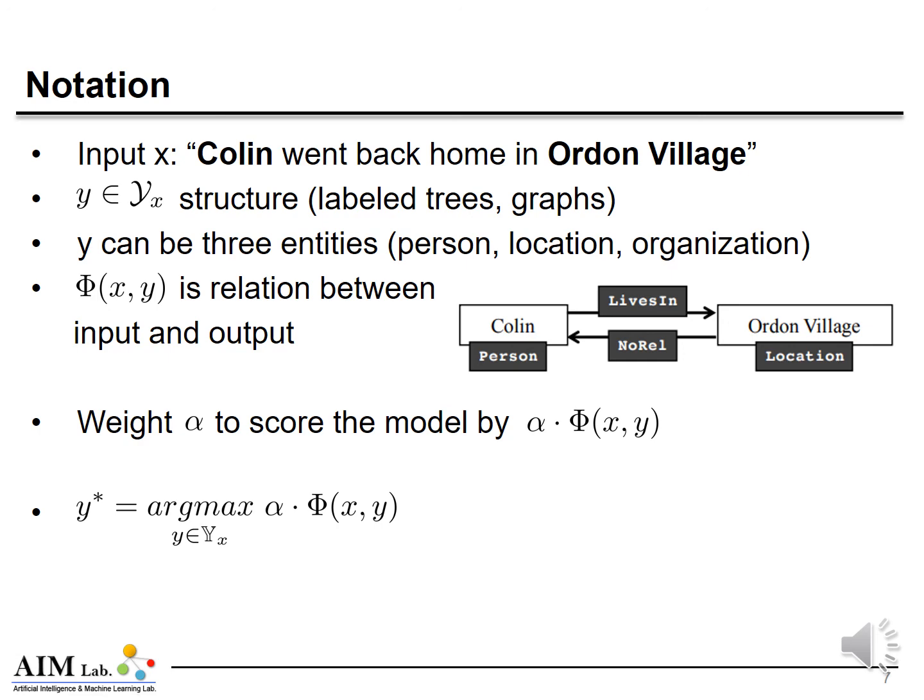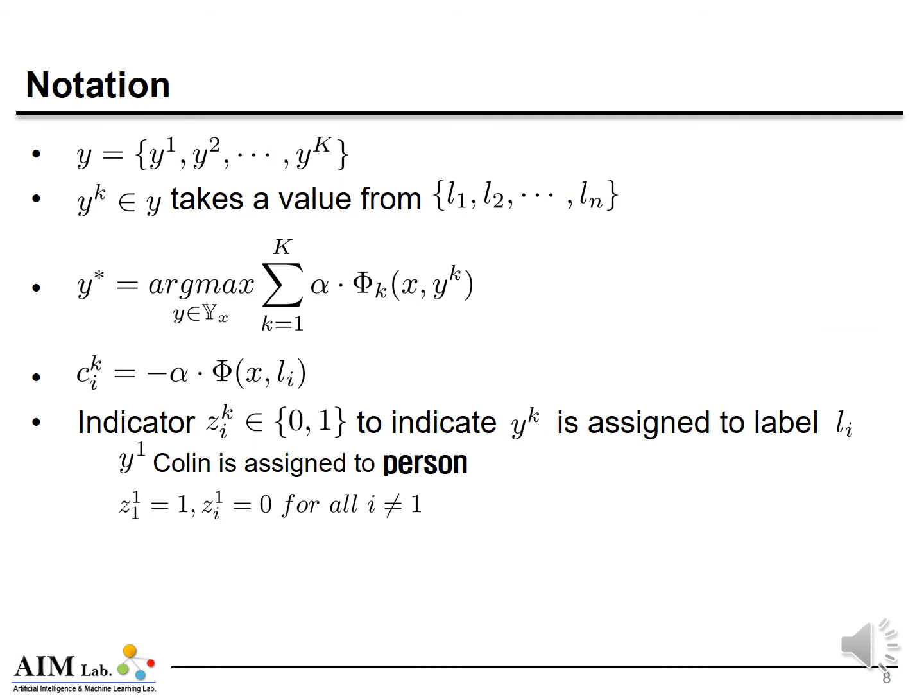Learning involves using training data to find the best weight vector alpha. In general, Y is a set of k categorical inference variables y1, y2 until yk, each of which can take a value from a predefined set of n labels. The feature function phi can be decomposed into a sum of features over each yk, each denoted by phi k. Then, the goal of prediction is to find the structure Y star that maximizes this score.